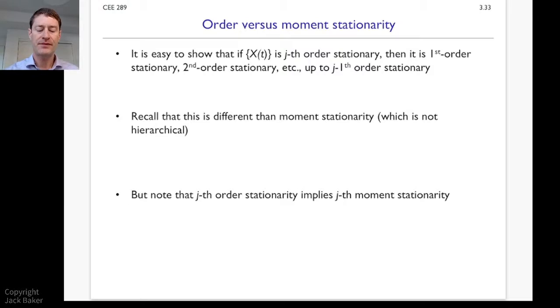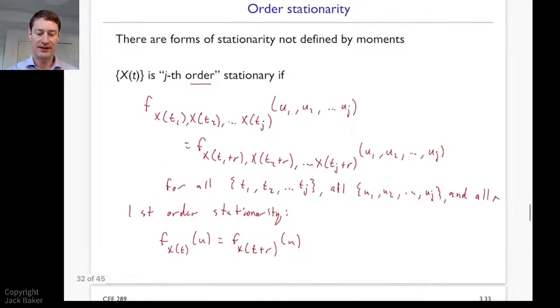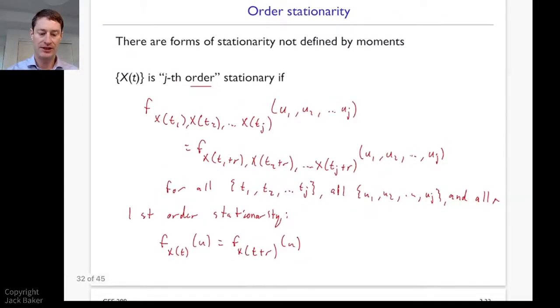So first note here on the slide is that if we're jth order stationary, then we're first order stationary, second order stationary, up to j minus 1 order stationary, right? So let's go just look at the previous slide to think that over. If I'm jth order stationary, I've got this condition that this kind of joint distribution for j sets of points in time, that probability density function is unchanging to shifts in time. And so if that's true, then any lower order distribution must also be unchanging in time, right?